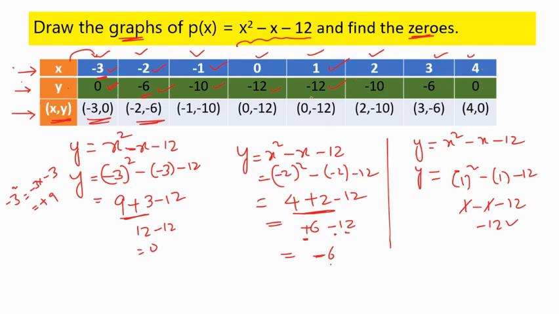This is the first step of doing the problem. Once we got all the points after replacing x values in the given quadratic polynomial, now we are going to plot these points in the graph. How we have to plot these points in the graph, I will explain. First point is minus 3 comma 0. So minus 3 is x and y is 0. Always in a point, the first coordinate is x and the second coordinate is y. Minus 2 is x and minus 6 is y. Similarly, so on and so forth.